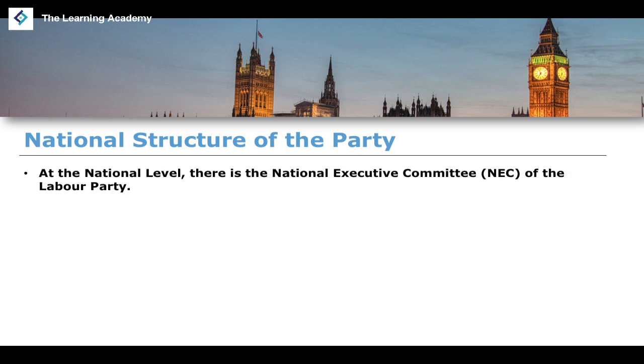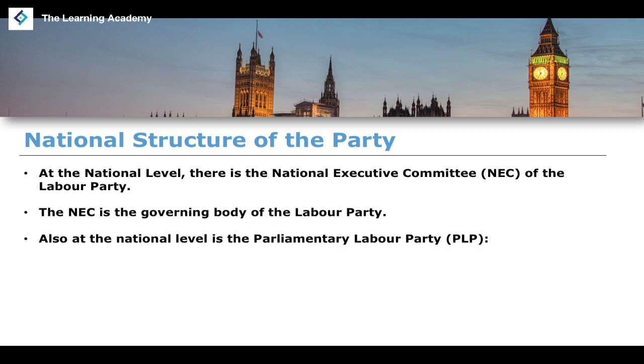So at a national level, probably the most important of the institutions is the National Executive Committee, the NEC, of the Labour Party. Now, the NEC is simply the governing body of the Labour Party. There are a number of different reforms and things that take place over the years when it comes to the National Executive Committee.